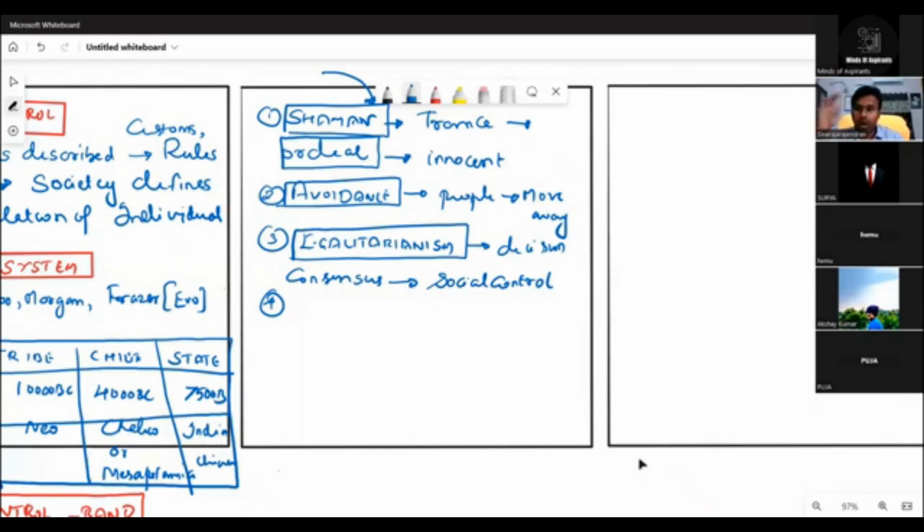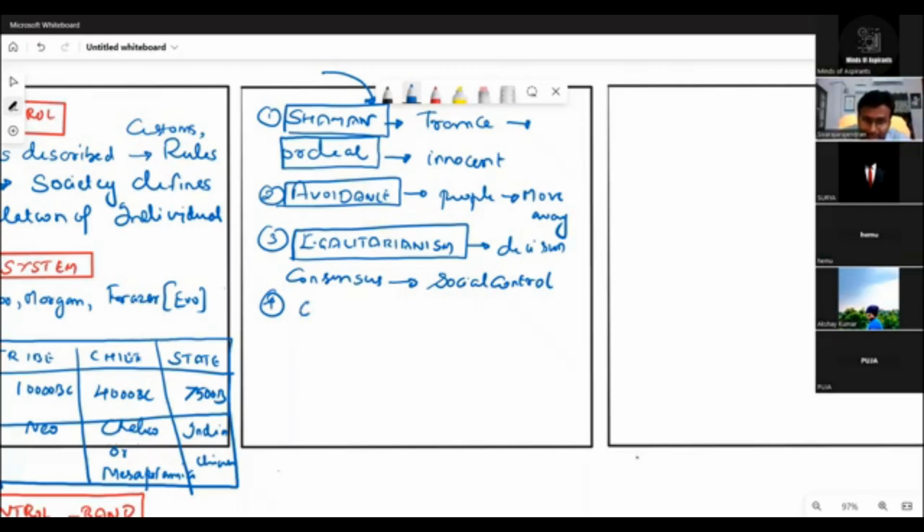Understand the context. What is this shaman? What is this ordeal? In your own words, you don't have to write complicated examples. In your own words, what is ordeal, you will know. What is a shaman, you will know. And egalitarianism is consensus: simple 3 words, egalitarianism, decision making, consensus based social control. Finished.